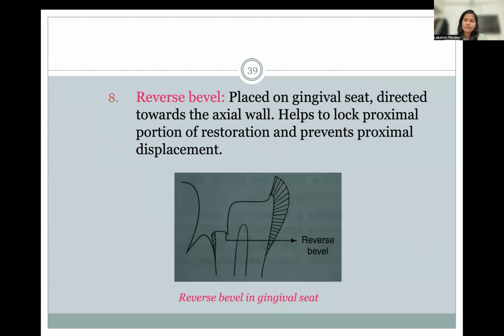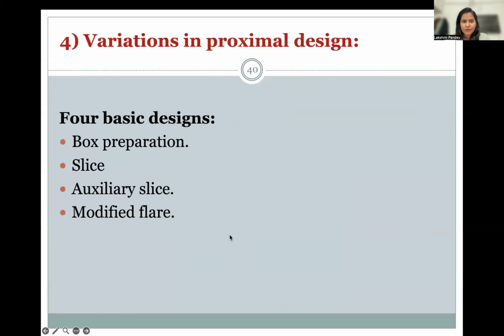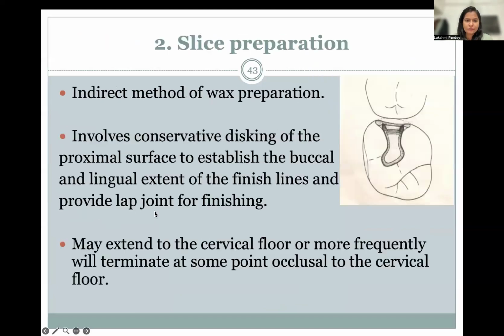This is one most important neat viva question. Here is the bevel, this is the reverse bevel. Okay. Variation in proximal design. These names you have to remember: box preparation, slice, auxiliary slice, and modified flare.